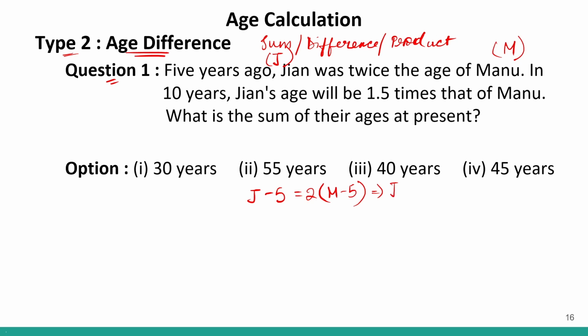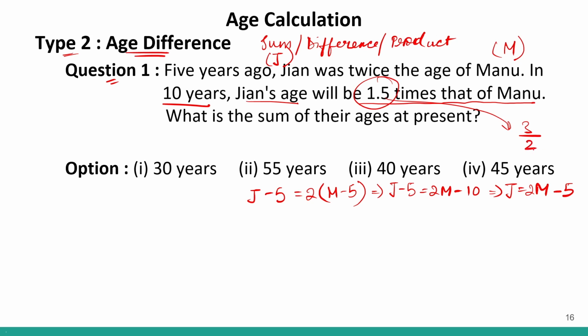So if I solve this equation, it will be J minus 5 equals 2M minus 10. And if I solve it further, if I take 5 this side, it will be positive. So it will be J equals 2M minus 5. Clear? Now in 10 years, Jian's age will be 1.5 times that of Manu. So 1.5 times can be written as 3 by 2 times. Right? 3 upon 2 is equal to 1.5. Whenever you get decimals, try to convert them into fractions because it makes the solution much easier.